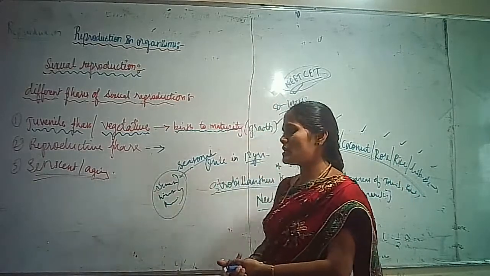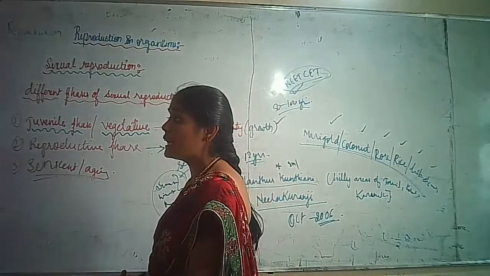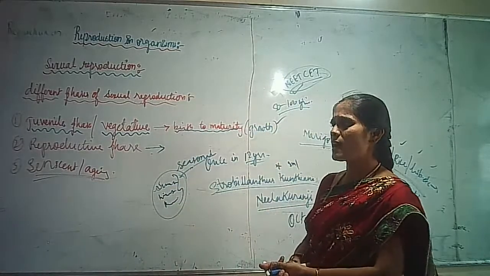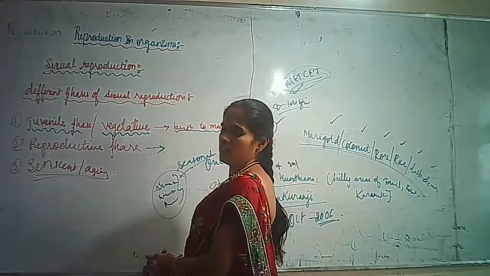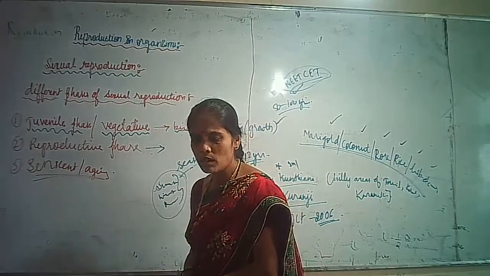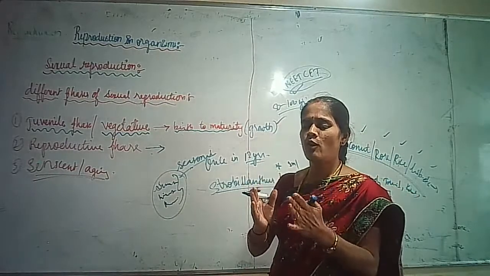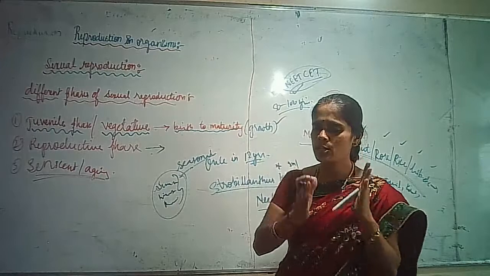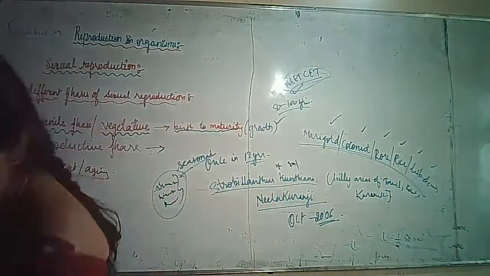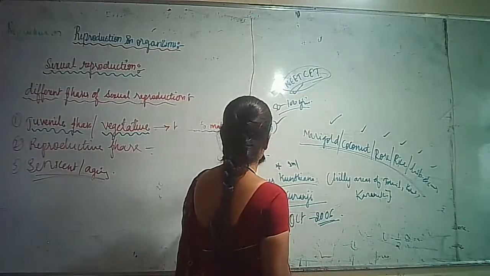How can you recognize it? There are some cycles, that is, reproductive cycles. Reproductive cycles indicate that the animal is ready for reproduction, that is, maturity has taken place. So I will tell you about the reproductive phase in animals. I hope you people are understanding.